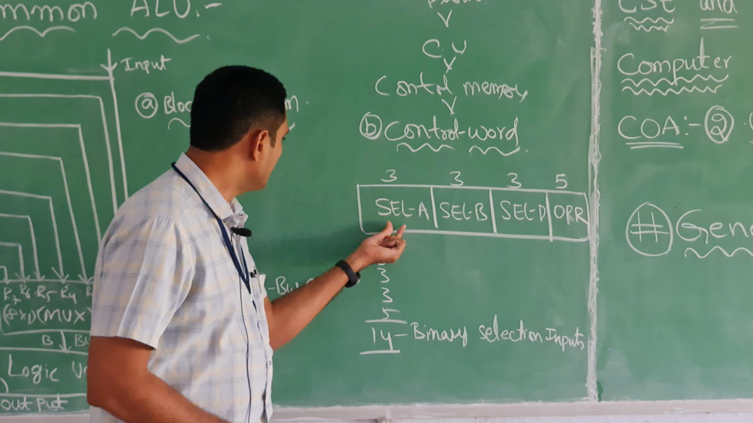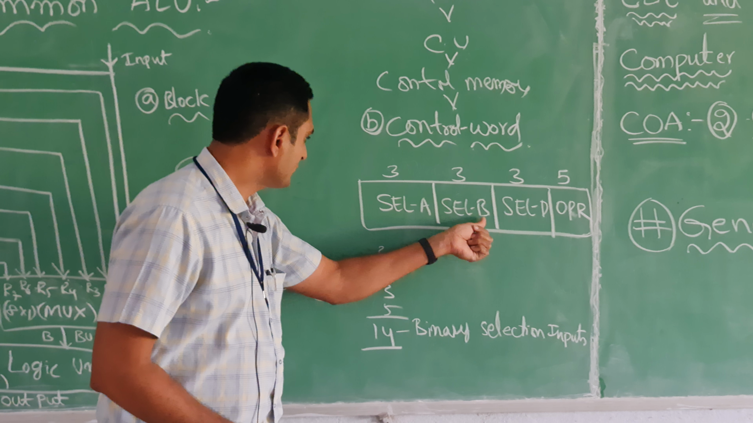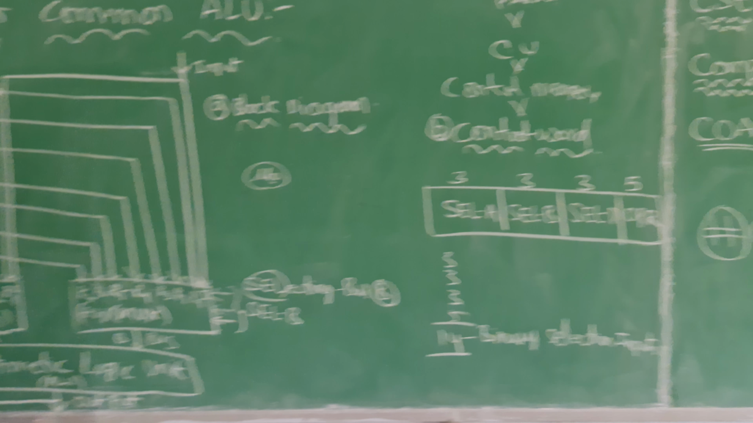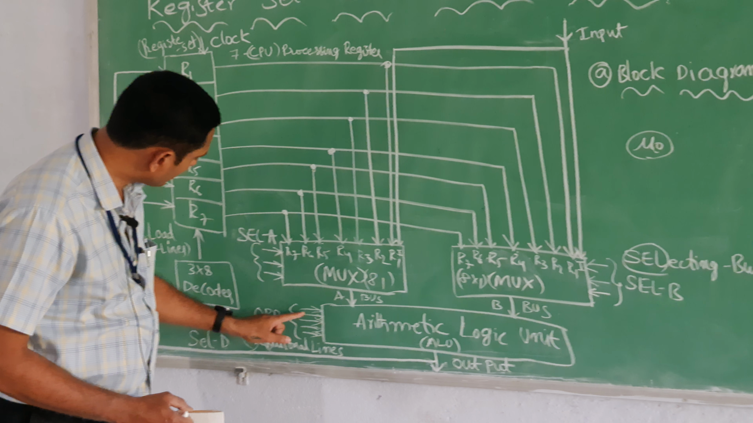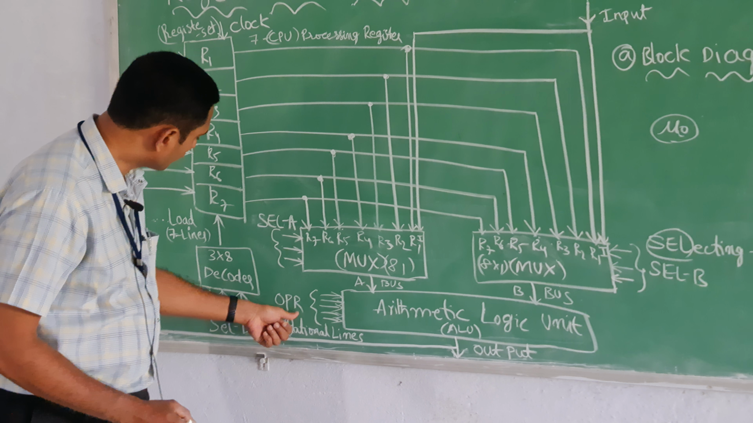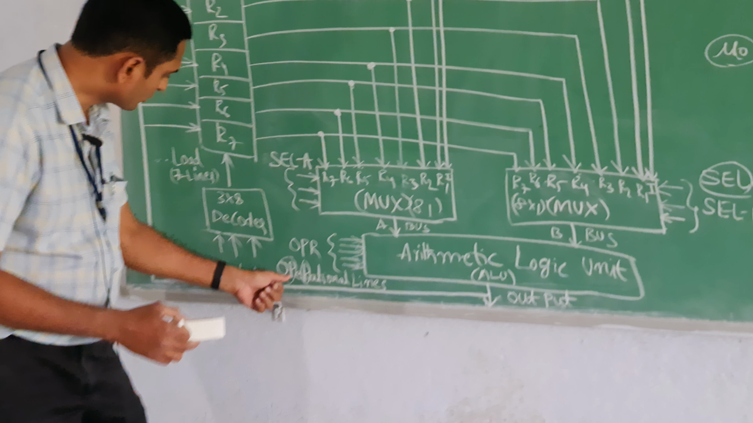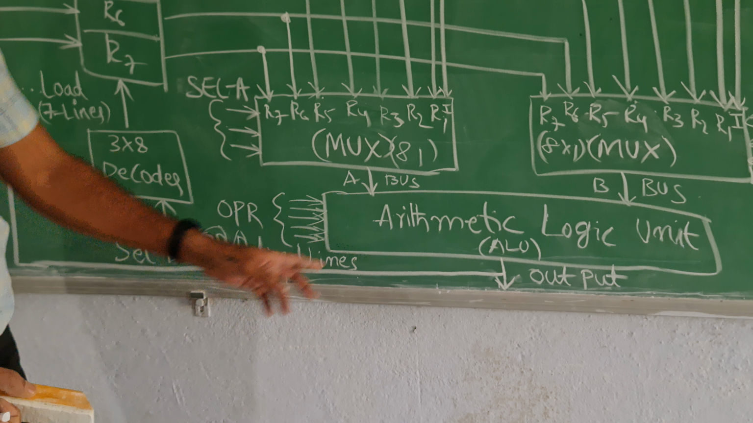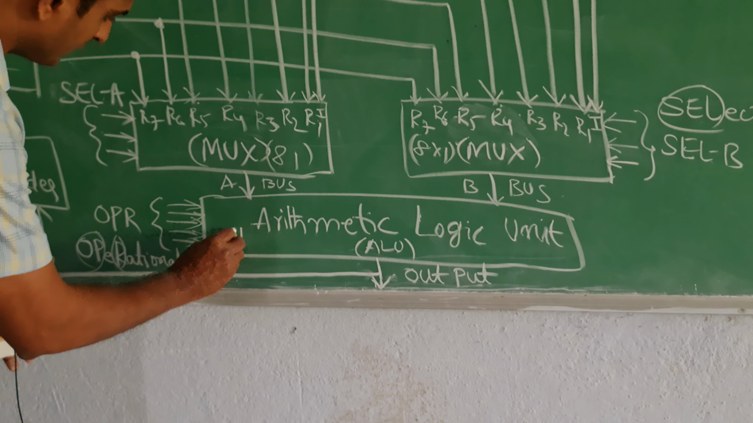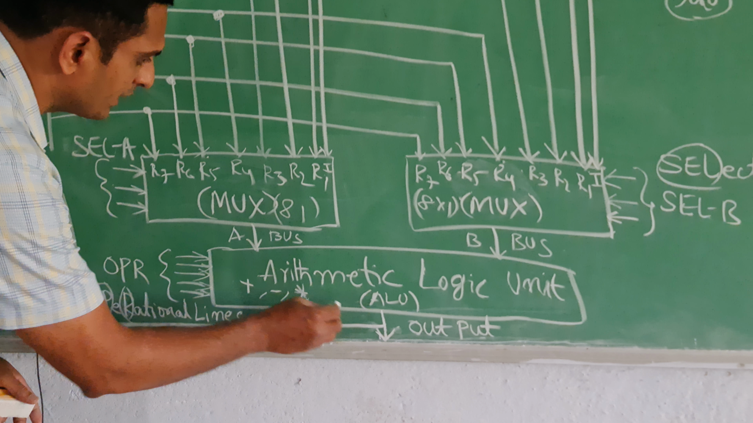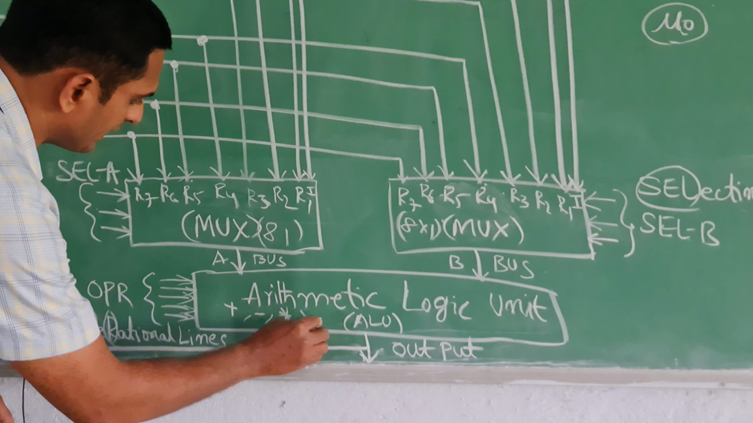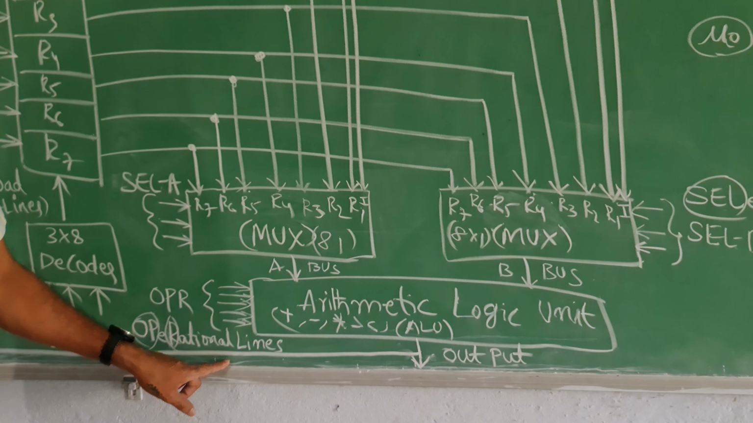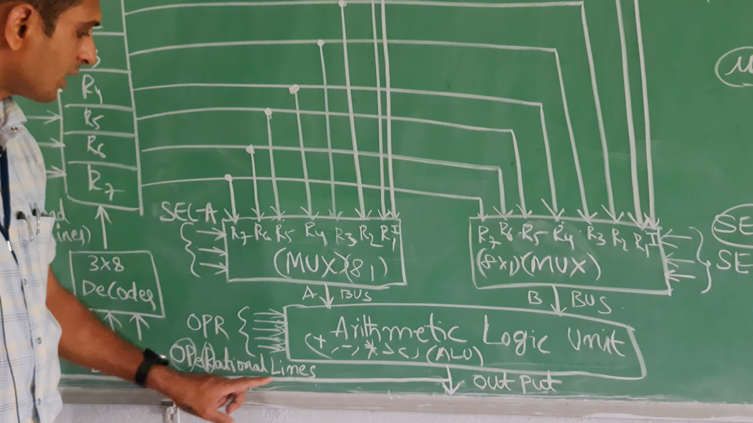Here we have 3 lines for selective A, 3 lines for selective B, 3 lines for selective decoder, and OPR. OPR has 5 lines: 1, 2, 3, 4, 5. These are operational lines. They select which operation should be performed. In the arithmetic logic unit we have addition, subtraction, multiplication, and logic operations, greater than, less than. Which operation should be performed is indicated by the operational lines.